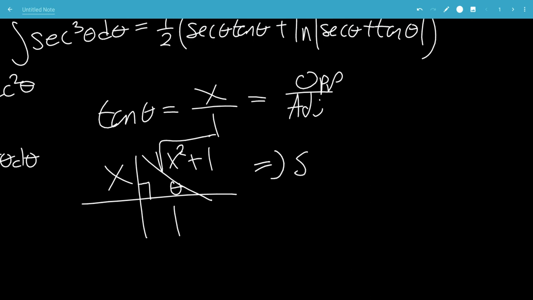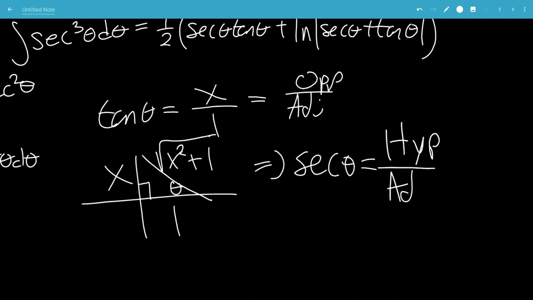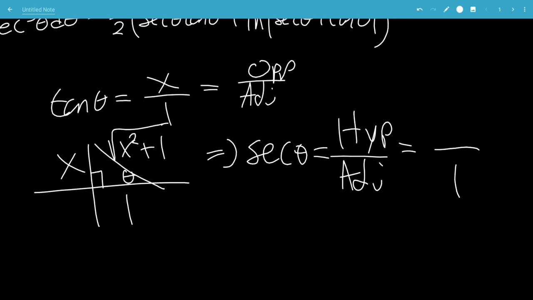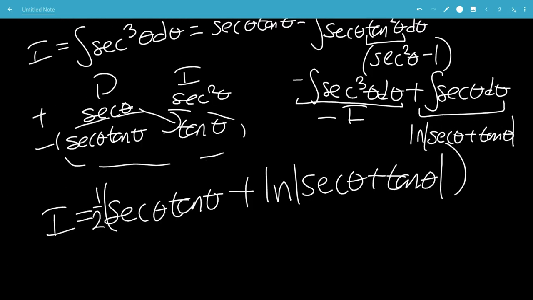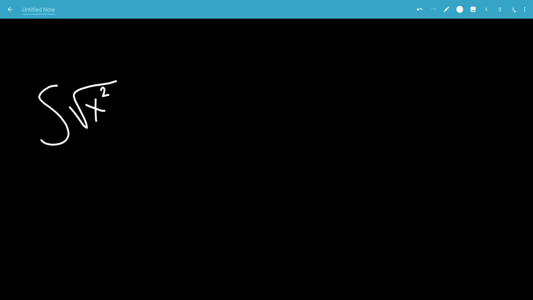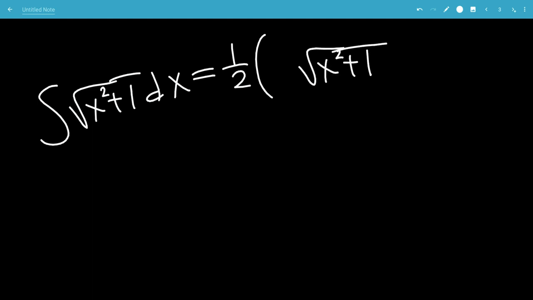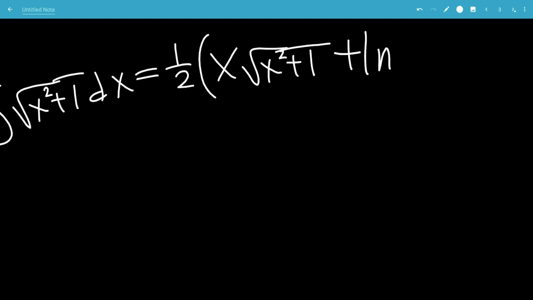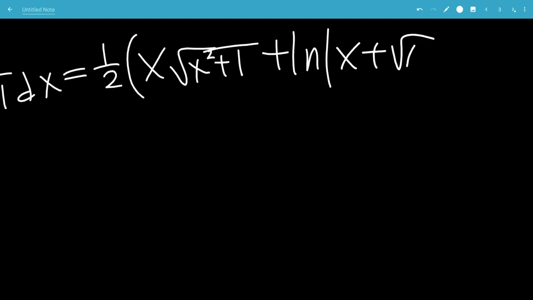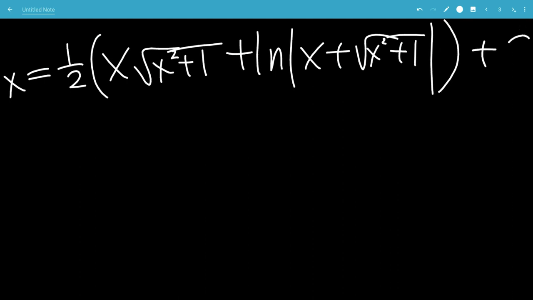So this means that secant theta, that's usually, so cosine is adjacent over hypotenuse, so this will be hypotenuse over adjacent, but adjacent is 1. Hypotenuse is the square root of x squared plus 1. So now we have the integral of the square root of x squared plus 1 will be 1/2. Secant theta is the square root of x squared plus 1. Tangent theta is x. Now we have plus ln absolute value of x plus square root of x squared plus 1. And you might be able to simplify it more, but that is the end of the video.